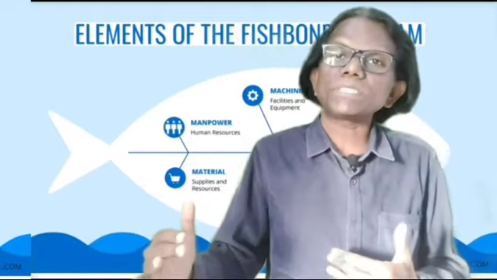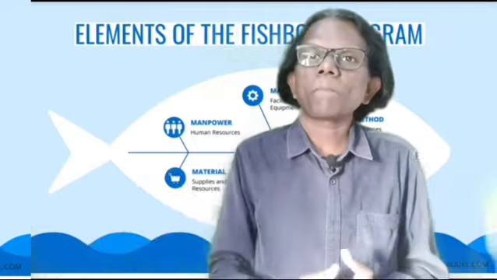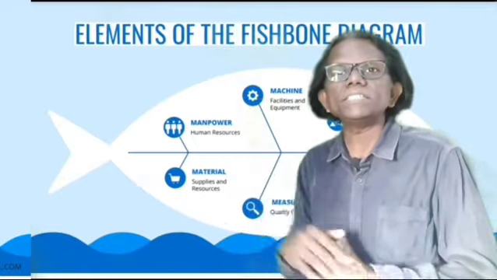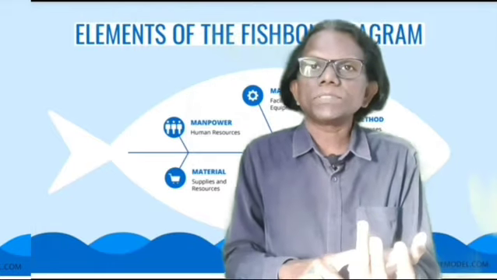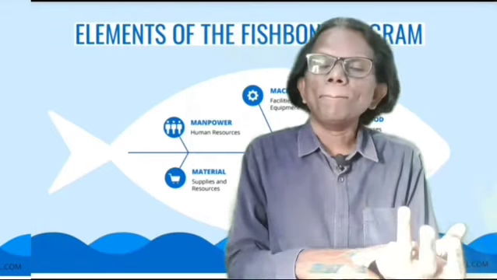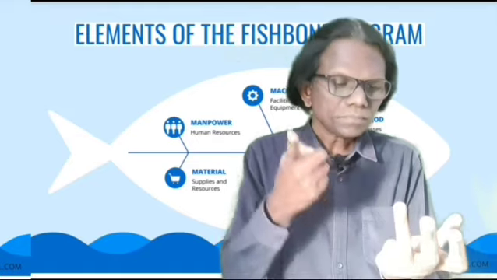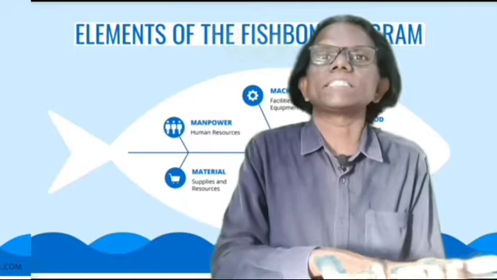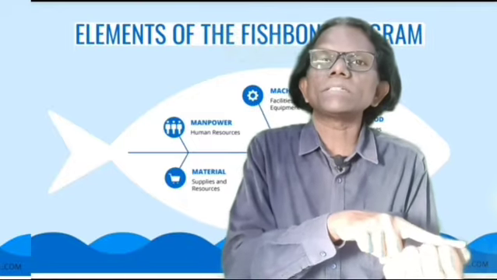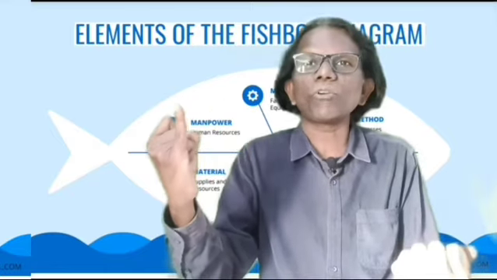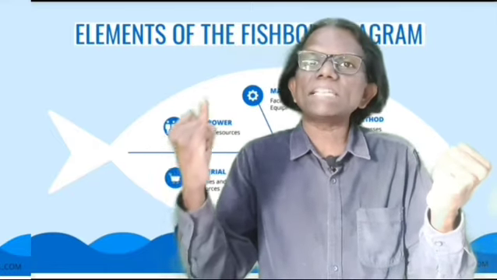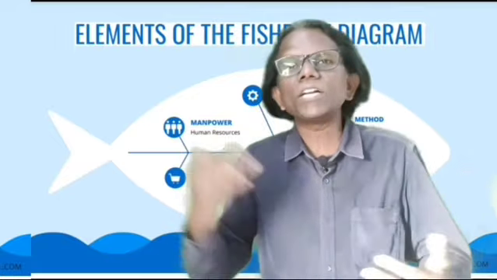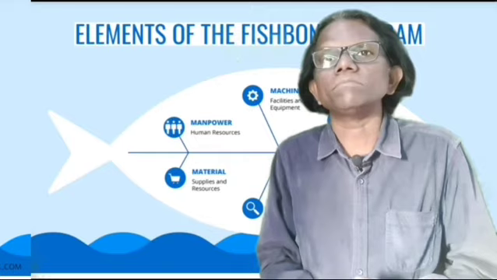But some common ones are 5M plus E. In this fishbone diagram, just have a look. 5M plus E means 5 M's. What are those? M: man. M: method. M: machines. M: materials. M: management. Then E is environment. So by using this, we can brainstorm and find out the potential causes of a problem.